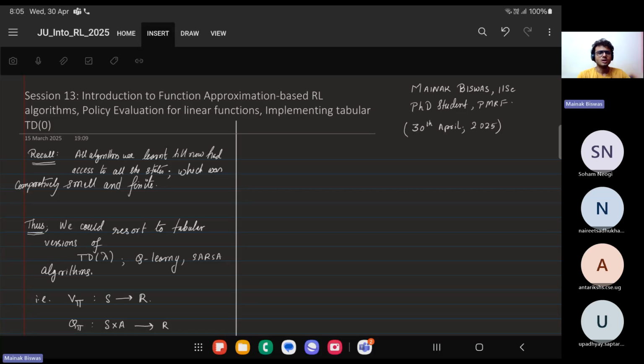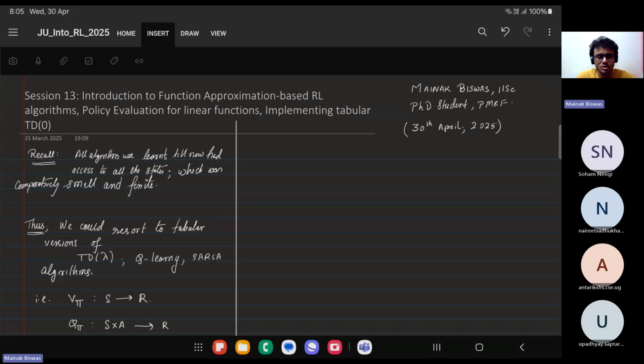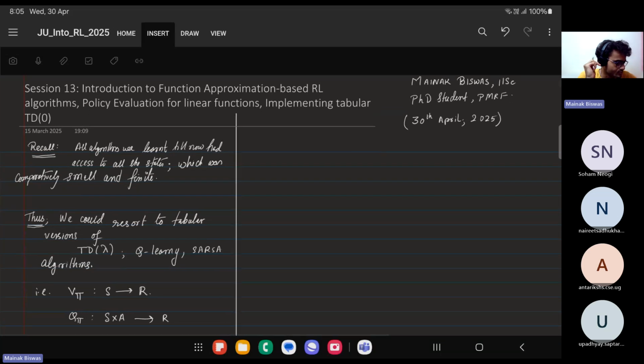Okay. So today's agenda is moving on to another class of algorithms, which is called function approximation based RL. We'll also implement the tabular TD0 algorithm. I thought I'll do it at the end of the class. It's not going to be a long one, so we'll do it at the end instead of at the beginning, so that we can have some time on the code. So what I'll try to do today is, till now, what did we see?